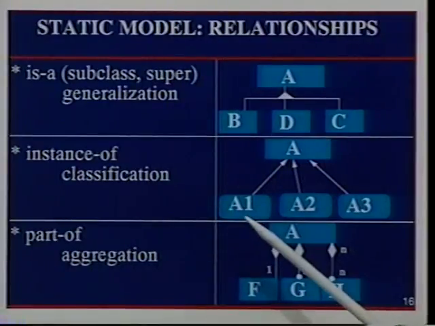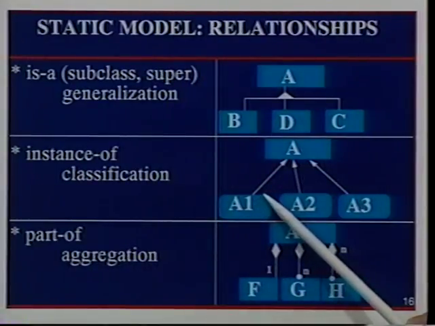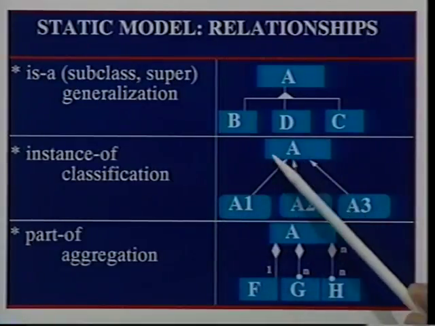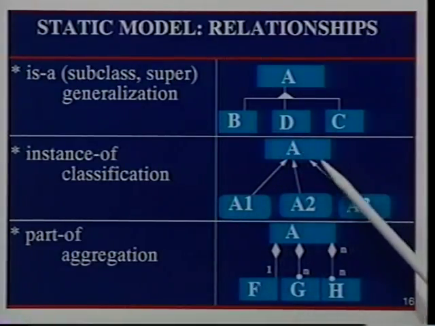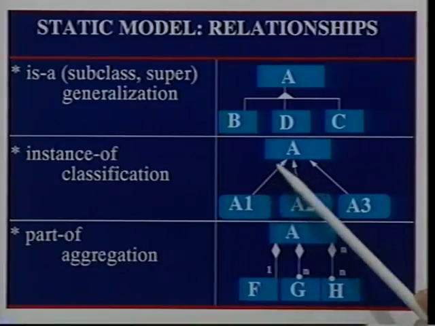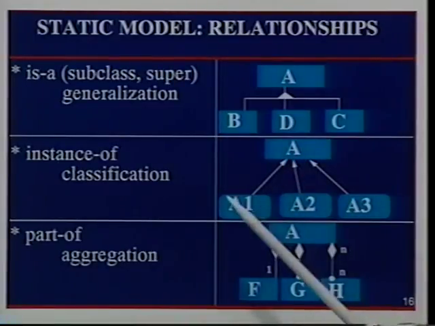In terms of classification, the individual objects are represented by these rounded rectangles, and again here we have the class object represented by this rectangle, the individual objects represented by rounded rectangles, and the instance of relationship is represented through this arrow.